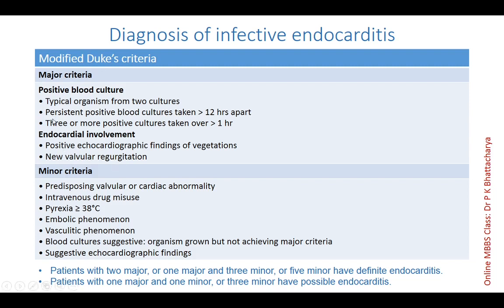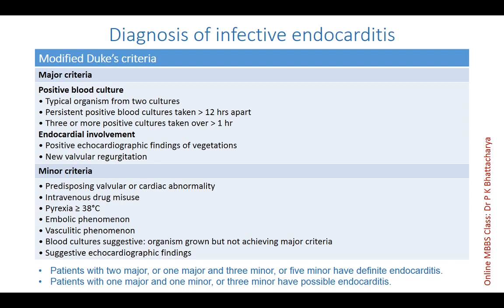Then, what is the other major criterion? Positive echocardiographic findings of vegetation or new valvular regurgitation. New valvular regurgitation is difficult in our settings because we do not know the earlier cardiac status of the individual, as we don't have a record of that individual most of the time in our developing country settings.